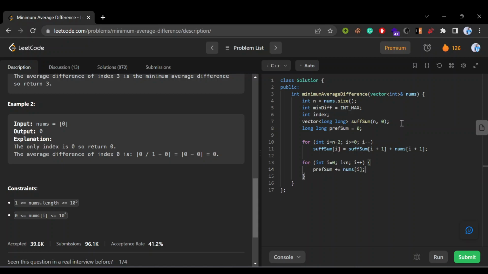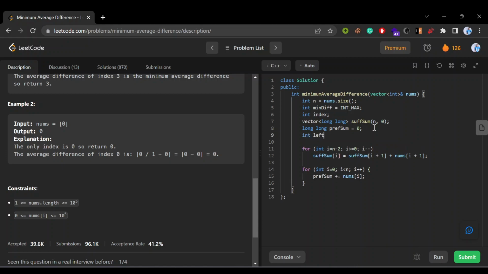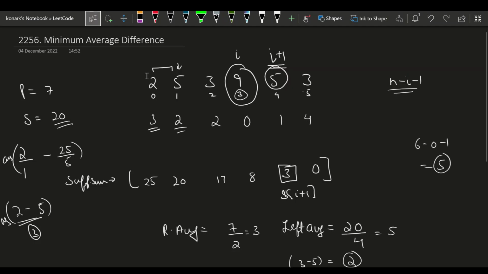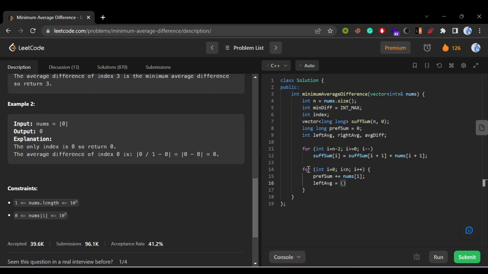After that we need to create some variables. First is left average, and then we have right average, and we also need something called the average difference, right? Okay, so now the first variable is left average. Left average is the sum from 0 to the ith element, which means it's the prefix sum, divided by I plus 1 elements, because of the 0 based index, so it will be I plus 1.